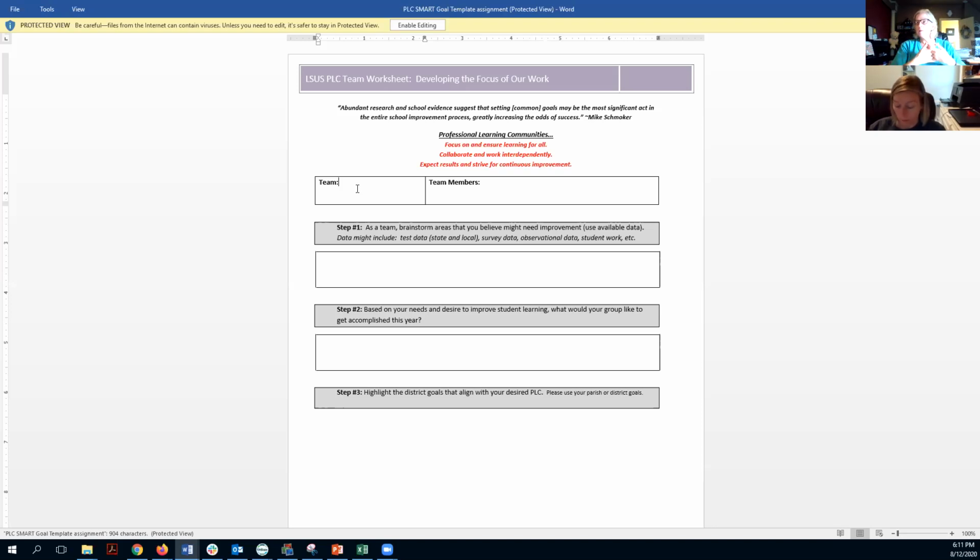So step 1. You're going to brainstorm areas that you believe might need improvement. So we've looked at data, you know, kind of, and done some of that work and all of that. So what do you think might need improvement? So it may be that you need to improve your end of course assessment results. The students seem to be struggling with solving multi-step equations. That may be it. Whatever it is that you think might need to be worked on within the PLC.